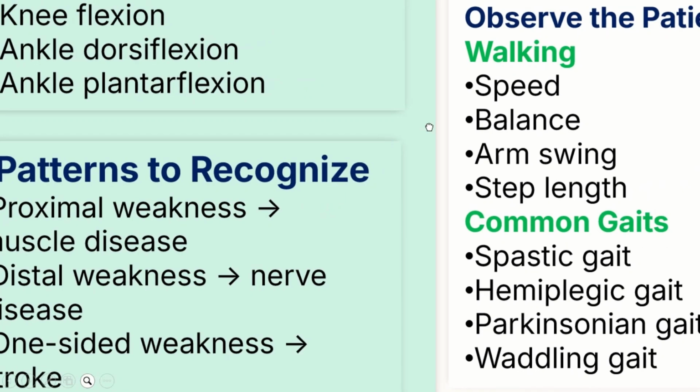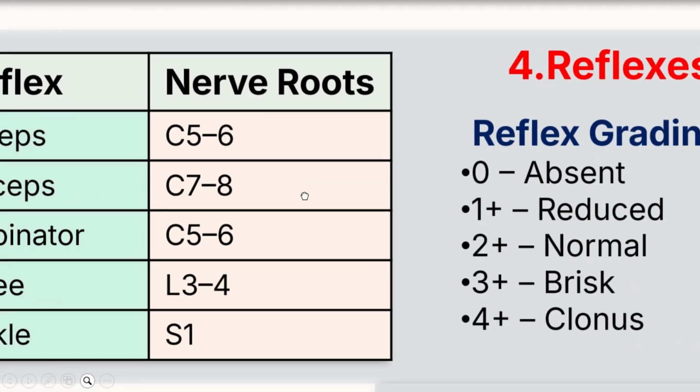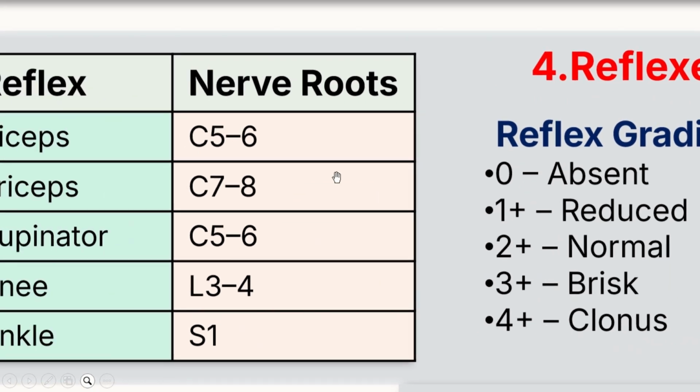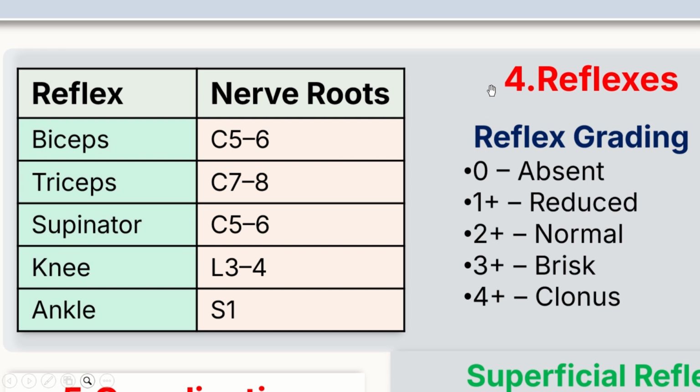Then we want to go to the next portion of this motor system exam, and that is the reflexes. And this is very important. So the reflexes, we're going to test different nerve roots. We'll have the biceps reflex, where you hit the biceps tendon and look for contraction of the muscle.